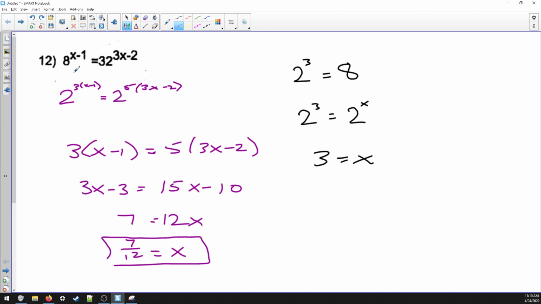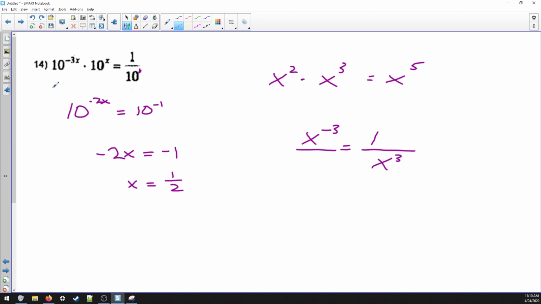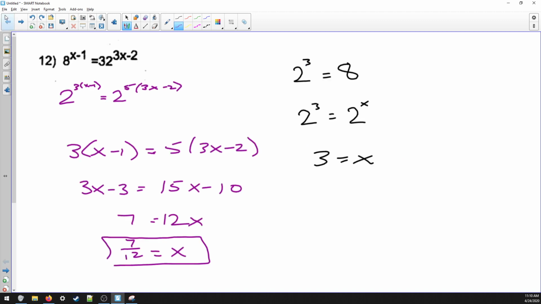The differences are that in problem number 12, we did not have to combine anything on the left. And in problem number 12, we actually had to change the bases into something else. 8 became 2, 32 became 2. The 10s here were already all good, but we did have to combine on the left. So if there are any questions about these two, these are good examples of the one-to-one property.